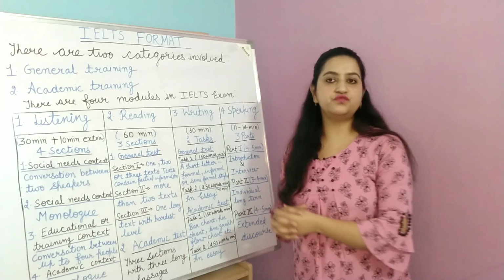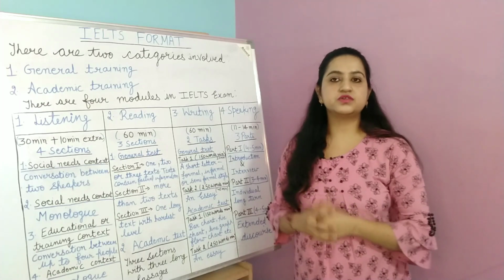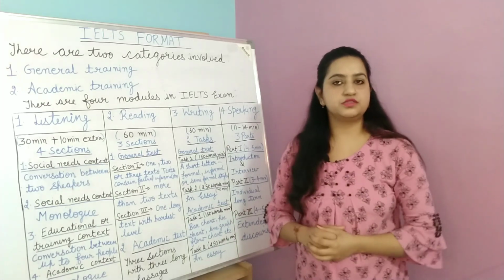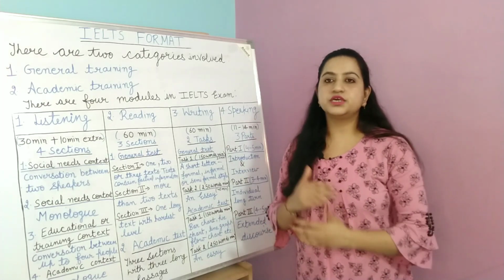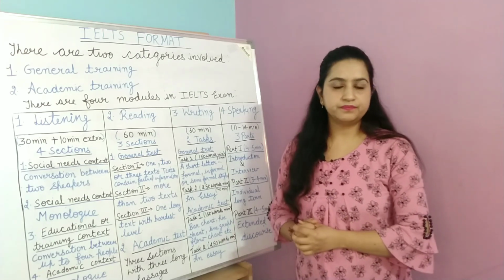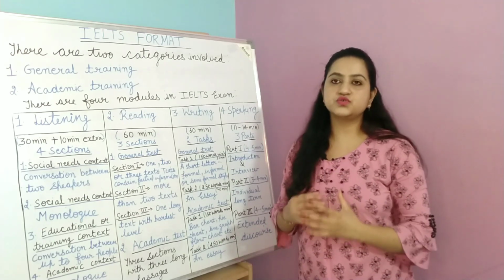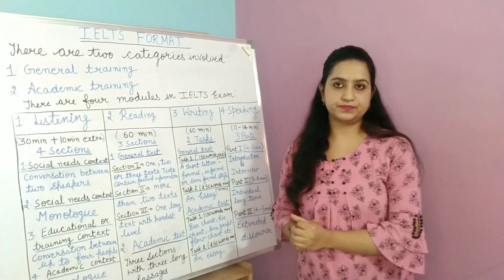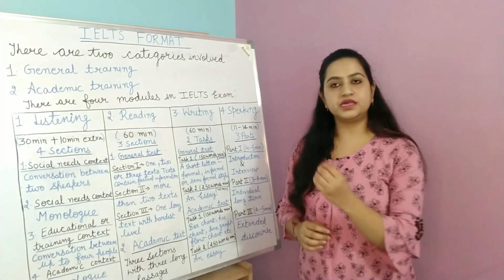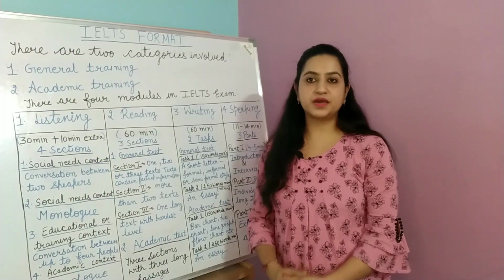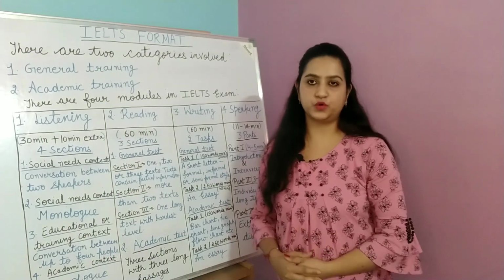Now part number 2. The time limit is 3 to 4 minutes. This part is known as individual long turn speaking. The candidate gets a cue card with a particular topic and he or she has to speak for 1 or 2 minutes. And the preparation time is 1 minute. And after that, the examiner asks 1 or 2 follow-up questions.